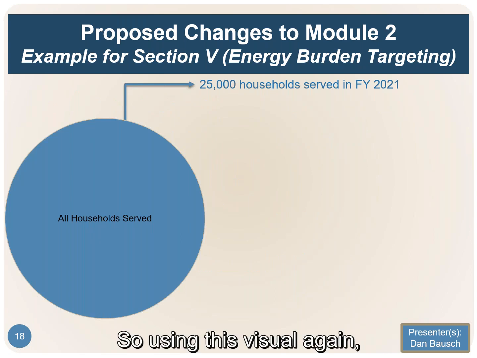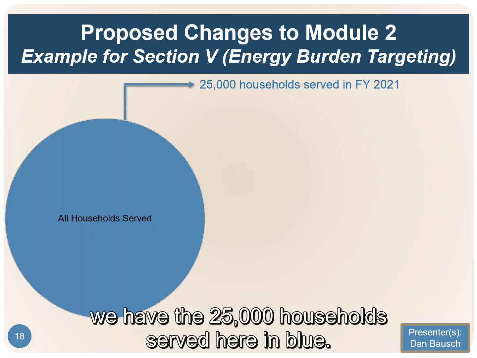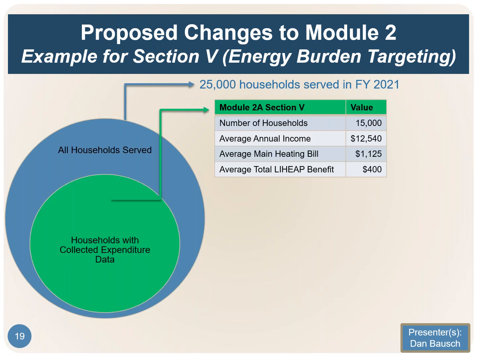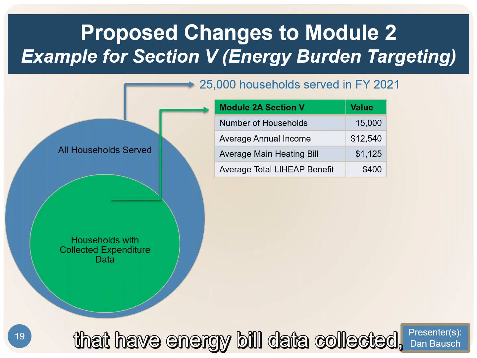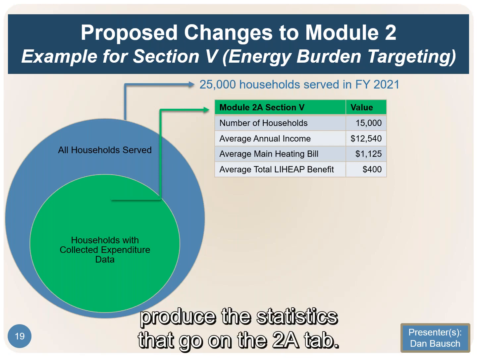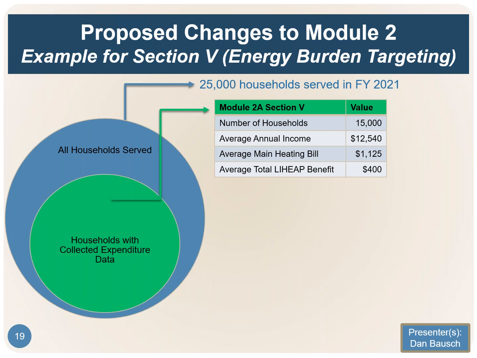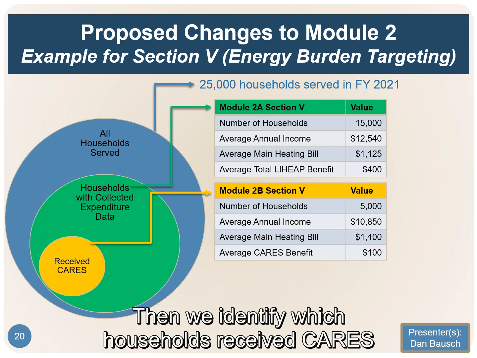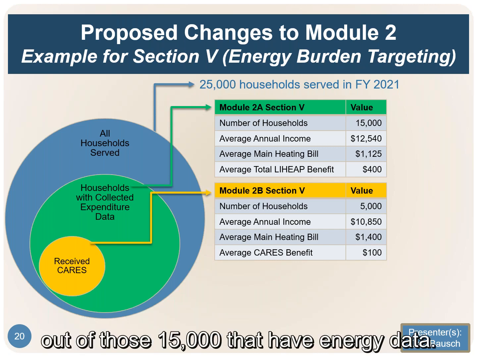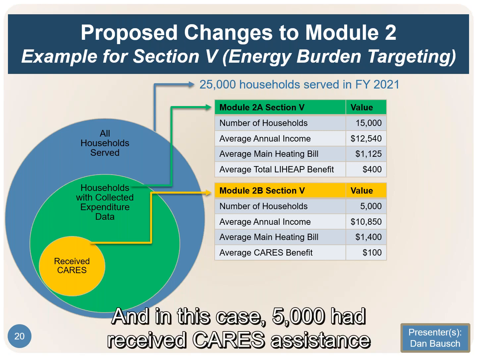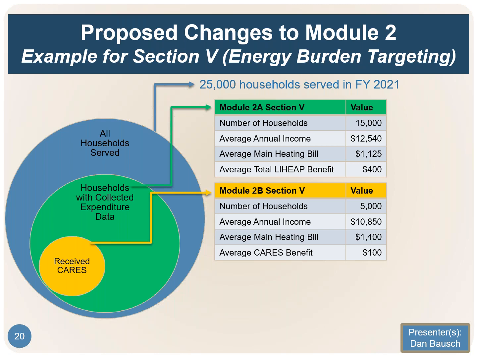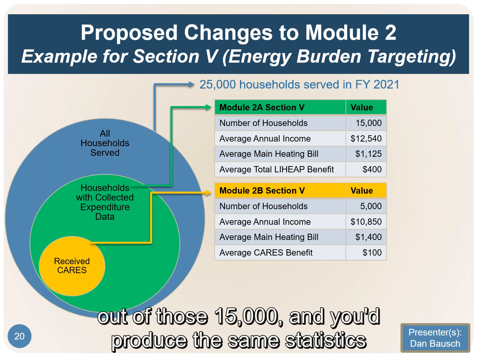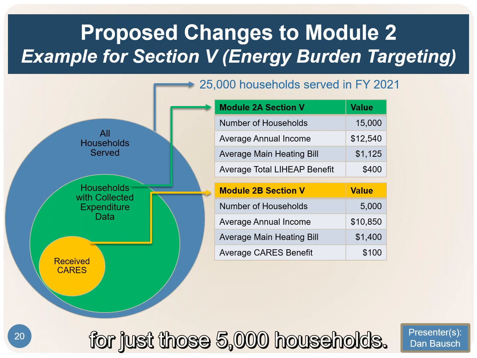So using this visual again, we have the 25,000 households served here in blue. We go down to the 15,000 that have energy bill data collected, produce the statistics that go on the 2A tab. Then we identify which households received CARES out of those 15,000 that have energy data. And in this case, 5,000 had received CARES assistance out of those 15,000. And you'd produce the same statistics for just those 5,000 households.